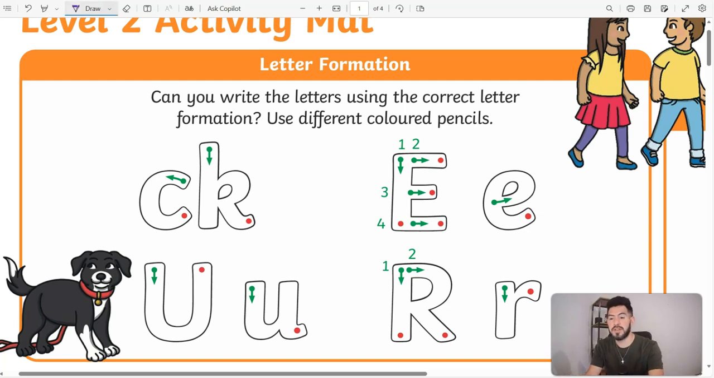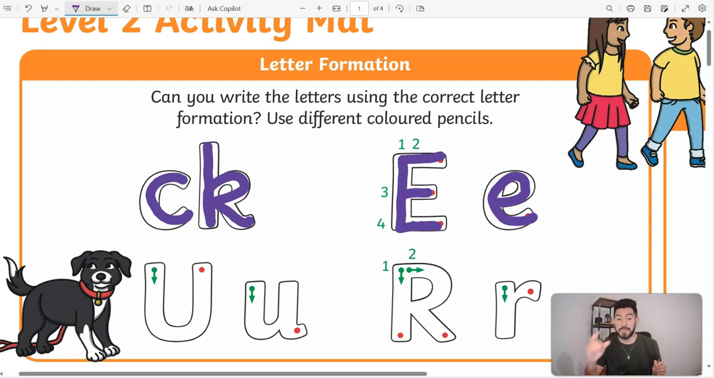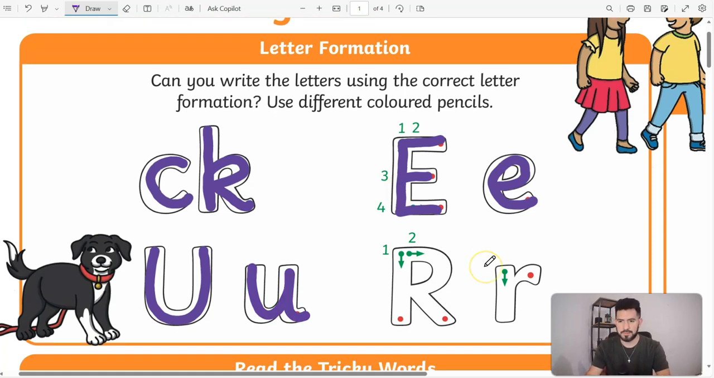I will use this one, for example, purple. And as you trace the letter, please say the sound k, e, like this, e, okay? Now, remember we have here both. We have capital letter E and the lowercase e. The same with this one, look, okay? So, just tracing will do.